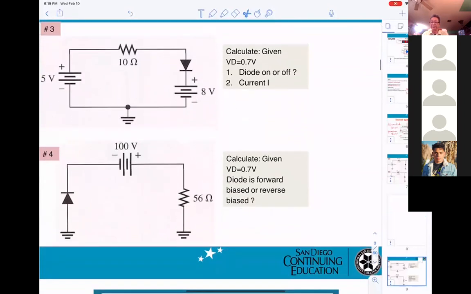Okay. Now for this problem here, can you do it for me? I gave you number 1 asking whether the diode is on or off, and I want to calculate the current I. That means the current will be flowing this way.